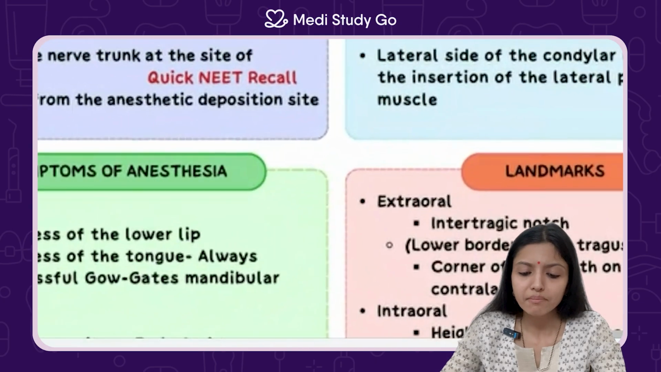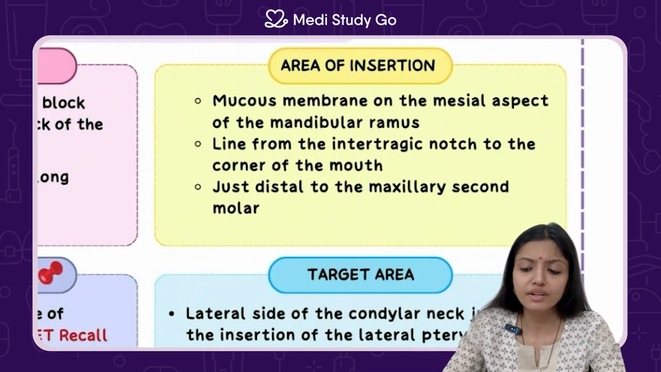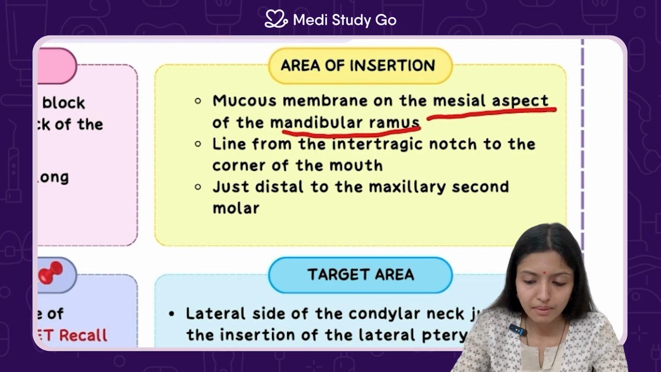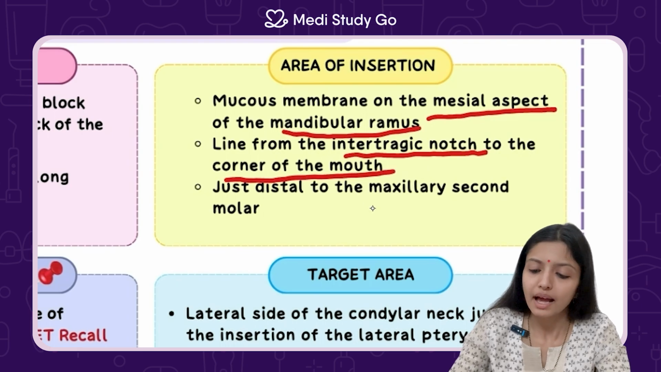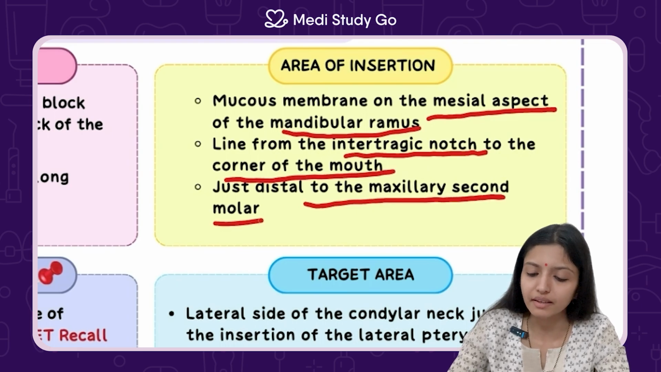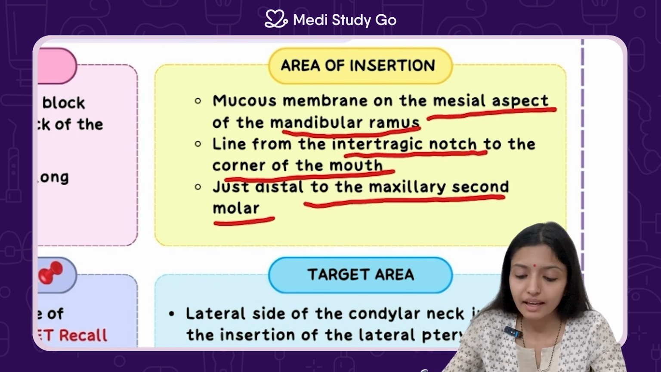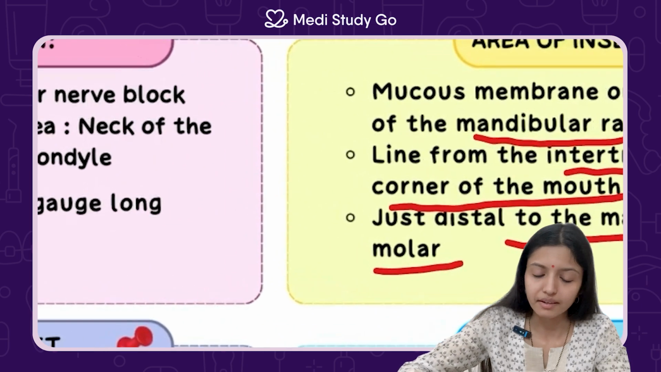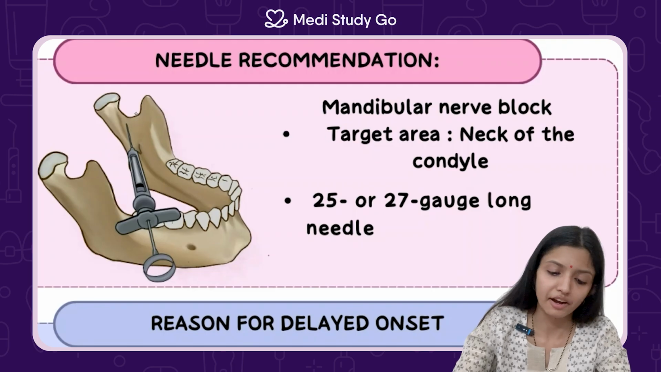Now, the landmark for your Gow-Gates technique: the area of insertion is on the mucous membrane on the mesial aspect of the mandibular ramus, and you have to draw an imaginary line from the intertragic notch to the corner of the mouth and just distal to the maxillary second molar. That is where the point of intersection would be, and your target area in a Gow-Gates nerve block is the lateral side of the condylar neck, just before the insertion of the lateral pterygoid muscle.